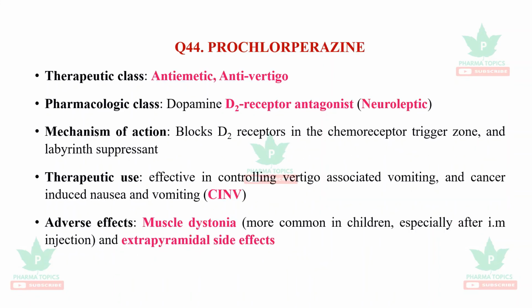Question number 44 is a short note on prochlorperazine. It's an antiemetic and anti-vertigo drug. It's a dopamine D2 receptor antagonist. It's a neuroleptic. It blocks the D2 receptors in the chemoreceptor trigger zone and is a labyrinth suppressant. It's useful in controlling vertigo-associated vomiting and cancer-induced nausea and vomiting. Adverse effects are muscle-related: muscle dystonia and extrapyramidal side effects. The muscle dystonia is more common in children.